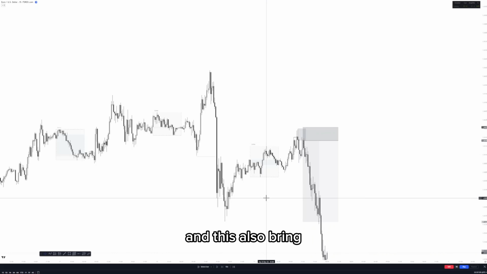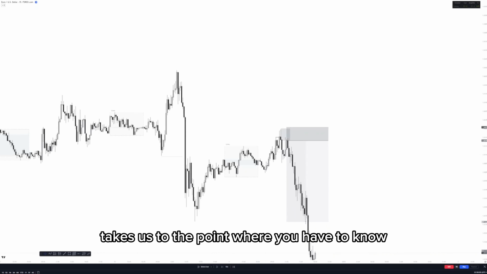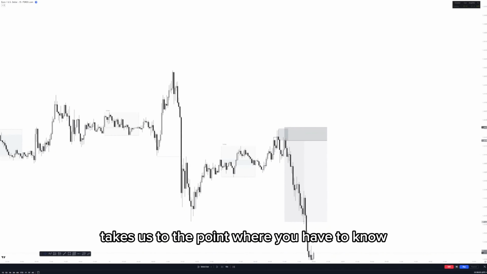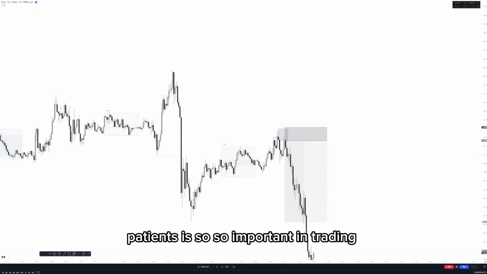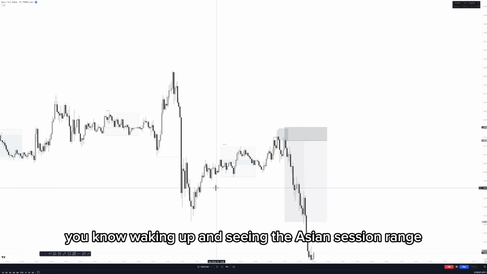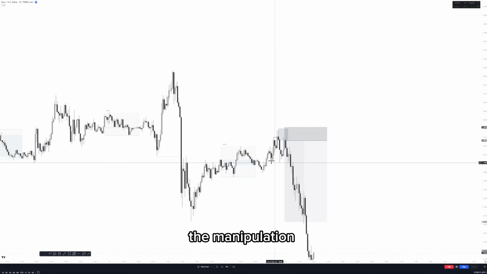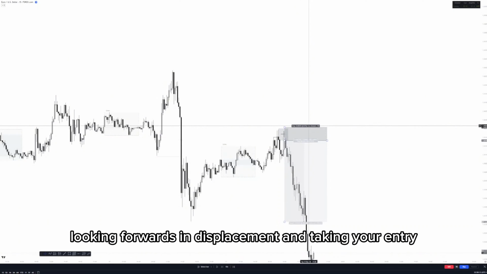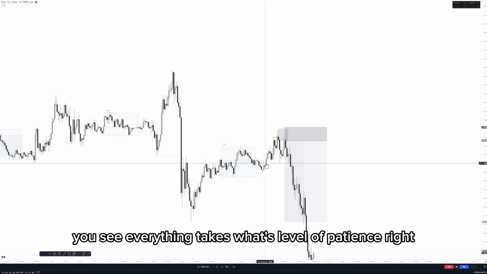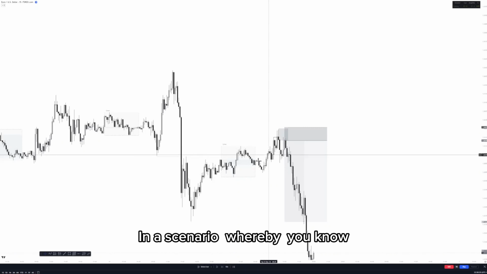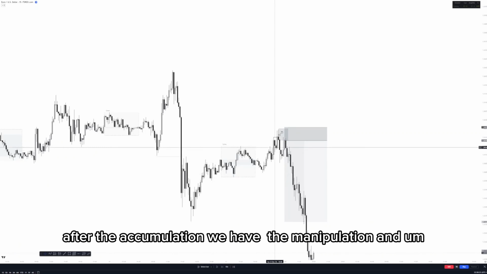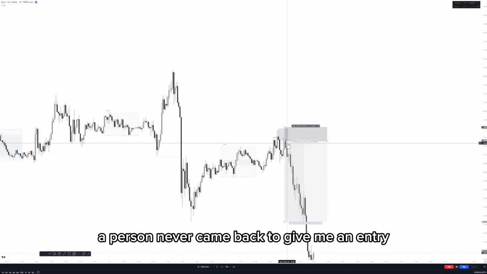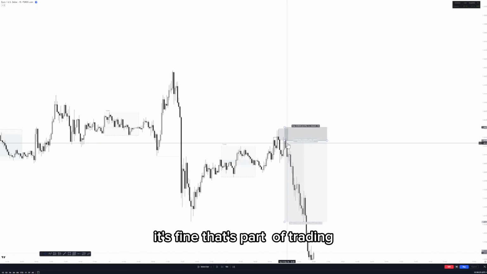Okay. And this also takes us to the point where you have to exercise patience. Patience is so important in trading. Waking up and seeing the Asian session range, waiting for the manipulation, looking for the displacements, and taking your entry. You see, everything takes a level of patience, right? I've been in a scenario whereby after accumulation we had the manipulation, and we had the displacement, and price never came back to give me an entry. It's fine, that's part of trading.